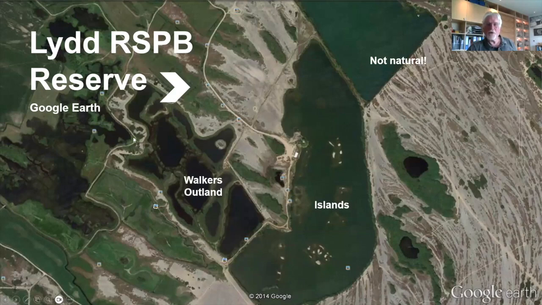And then we go on a bit, and we've got these slightly less unnatural lines of a gravel pit. And then we get to this area here, Walker's Outland, which is a whole series of wetlands and reed beds. And this is the visitor centre here if you ever go there. And this is a story of, I always think, industry working with charitable bodies.